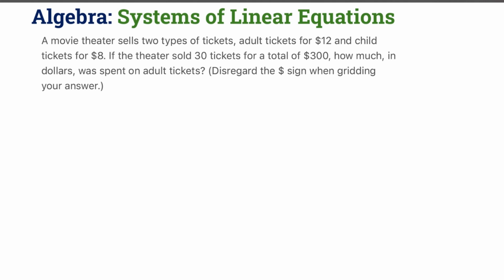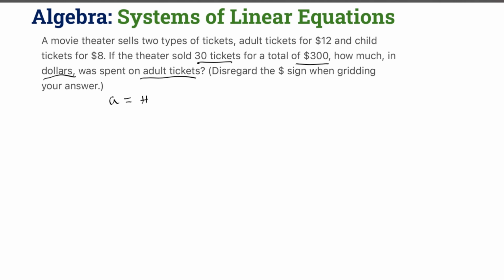Today we're going to be solving four hard problems from each content domain for the SAT math portion. The first problem deals with algebra, which says that the movie theater sells two types of tickets, and the adult tickets are $12 and child tickets are $8, and the total number of tickets sold by the theater is 30, and the total dollar amount is 300, and we have to find how much in dollars was spent on the adult tickets. Okay, so the dollar amount on adult tickets.